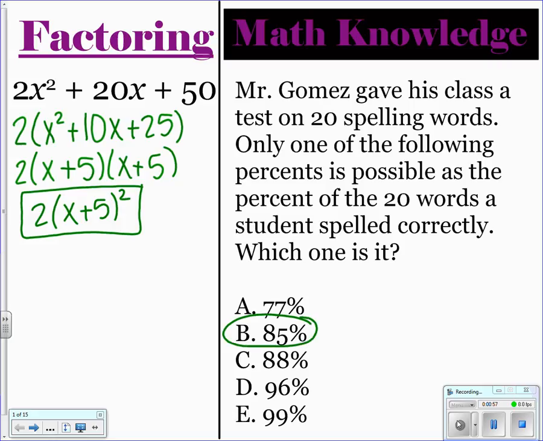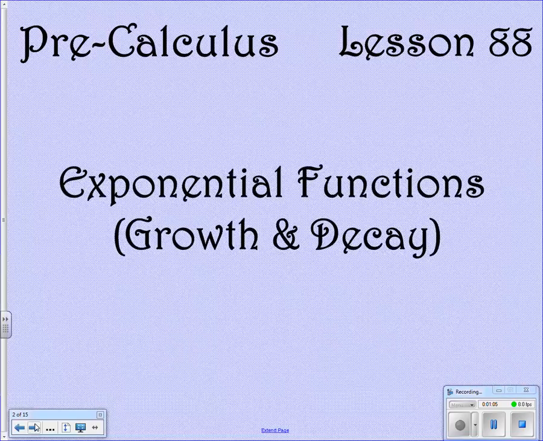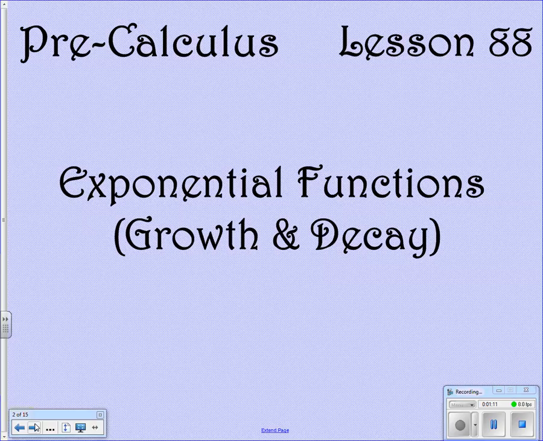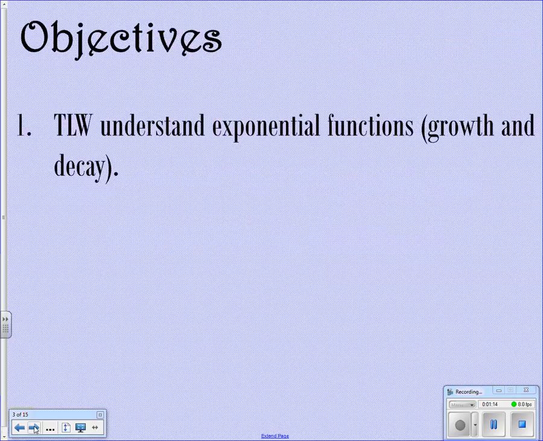You can't get 77% of 20 words spelled correctly. Same thing with 88, 96, and 99. Okay? So we are looking at lesson 88 today. We're dealing with exponential functions. We're looking at both growth and decay. So hopefully you'll understand exponential functions after this lesson.